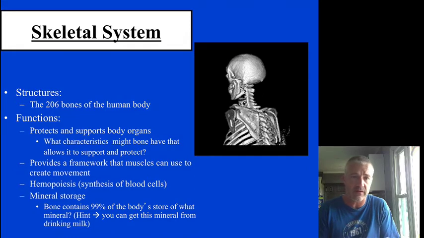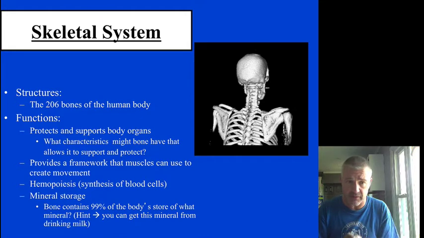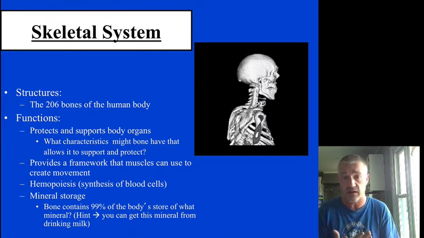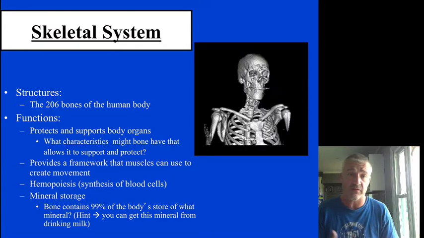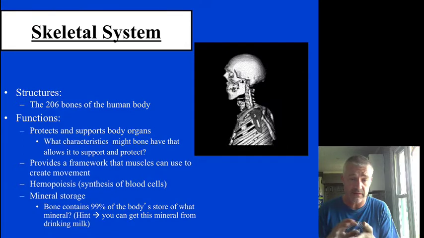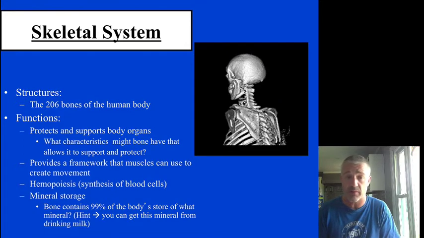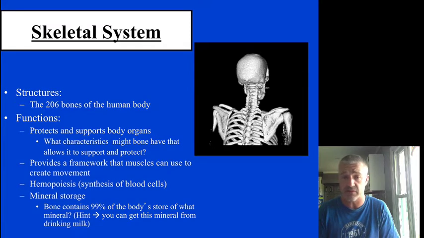So really, what are the bones doing? More than anything, protection. So the skull protecting the brain, the ribs protecting the heart and lungs. Outside of that, it really does create the lever system in order for the muscles to be able to work. Inside the bones is our bone marrow. That red bone marrow is involved in hematopoiesis, which is synthesizing blood cells.